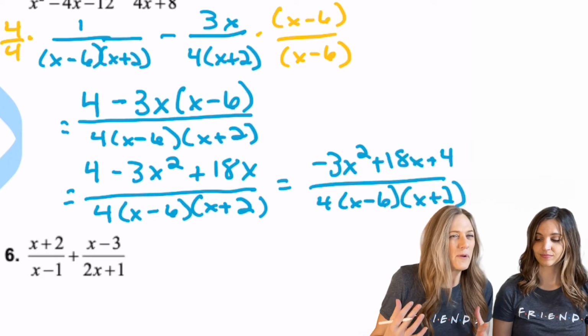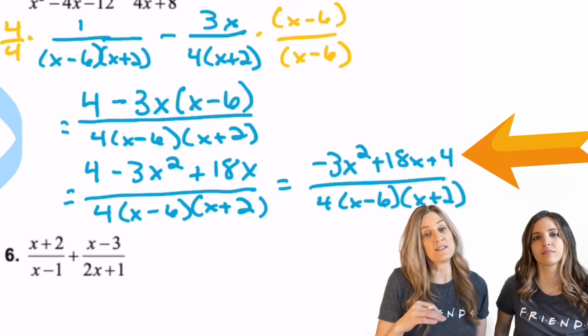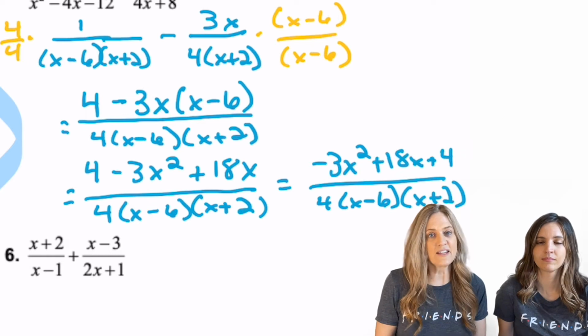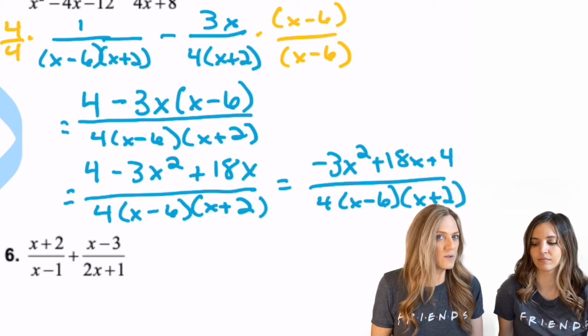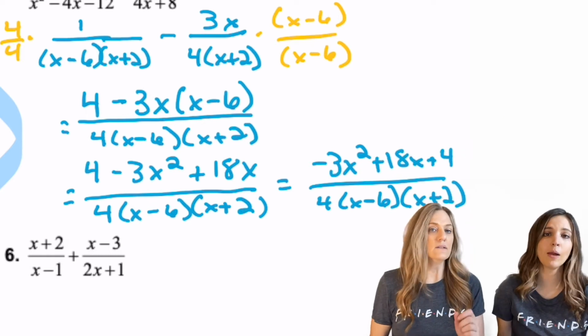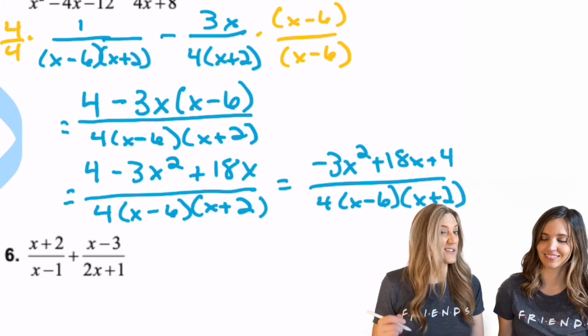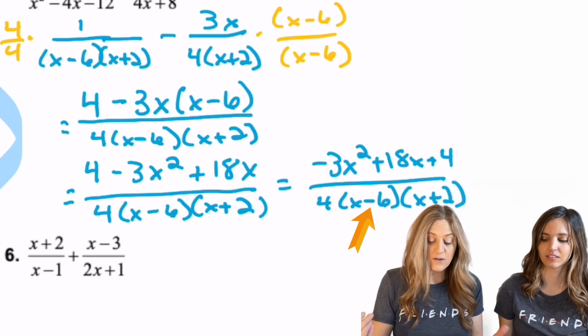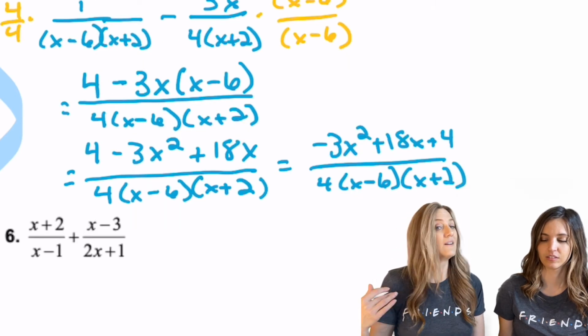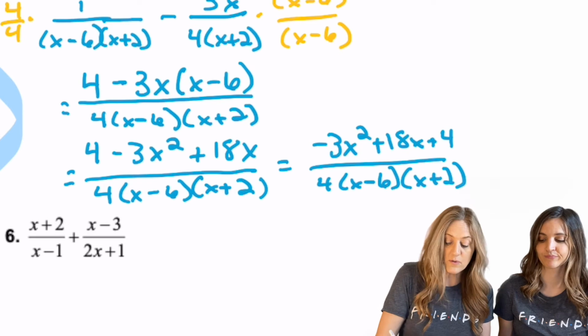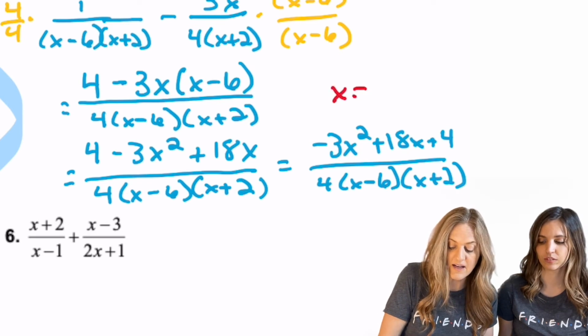It's kind of common practice to make sure that numerator is in standard form. So I rearranged it in standard form. Now state the excluded values. Thou shalt not divide by 0. So let's just go ahead and say what those are. Let's see, if x were 6, 6 minus 6 would be 0. If x were negative 2, negative 2 plus 2, 0. So those are the excluded values. X cannot equal negative 2 or 6.